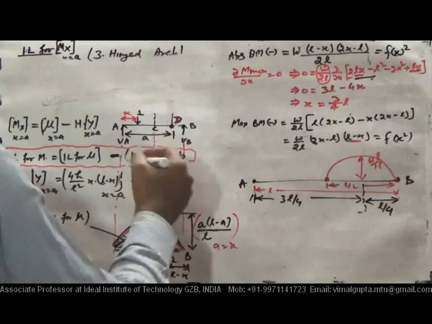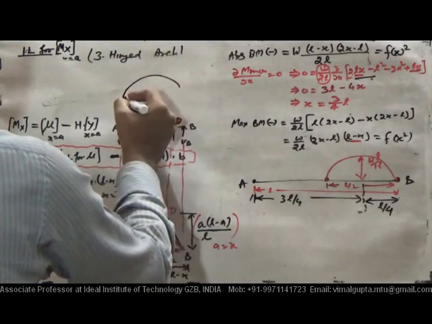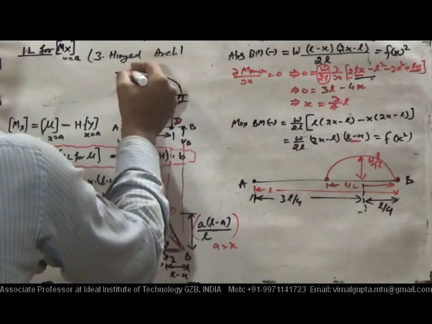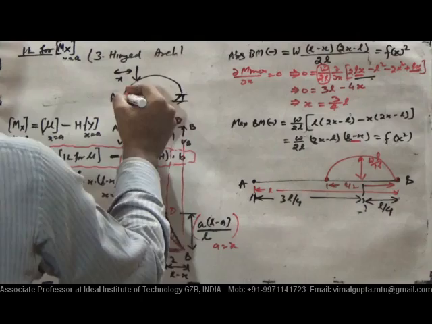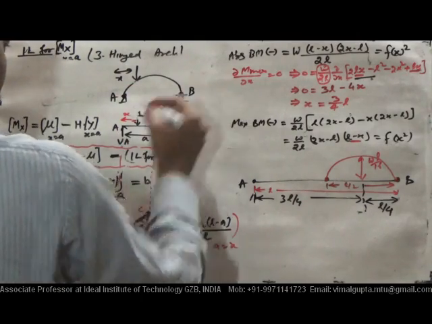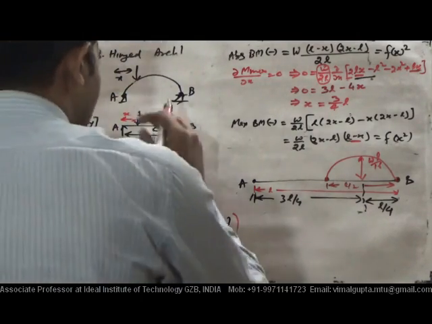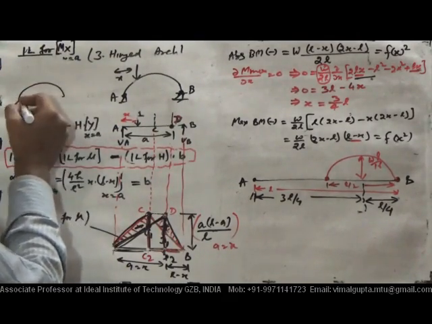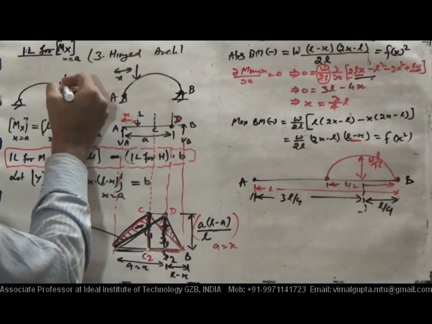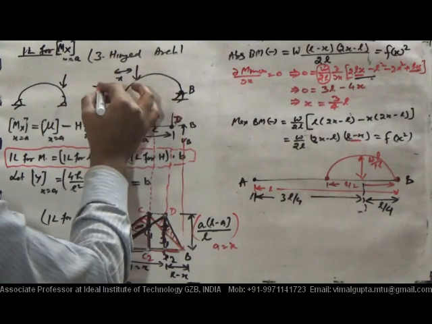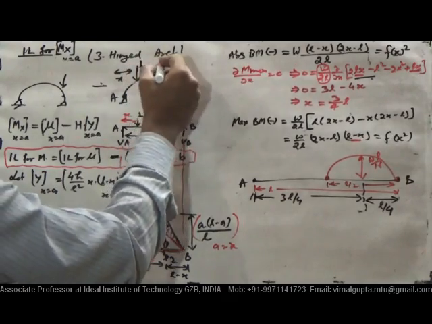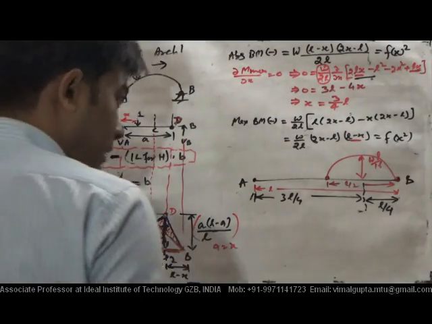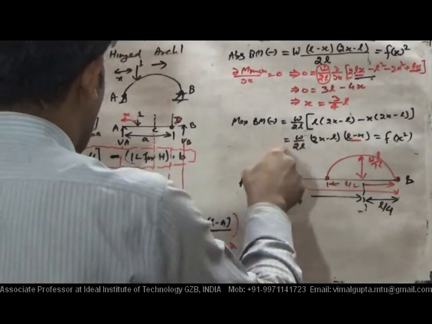Okay, so look at this diagram. The point load has to be taken here. It means it is moving from A to B. If the point load is moving in this direction, this unit load is moving here, if it is moving in that direction, then you will get the same expression.